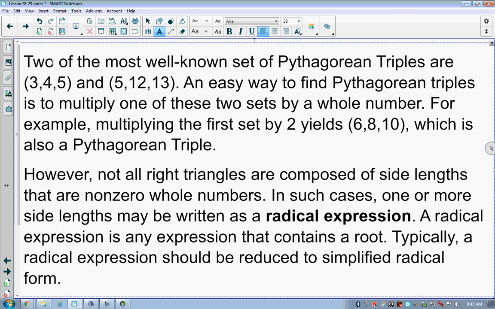5 squared is 25. 12 squared is 144. You add those up, you get 169. The square root of 169 is 13. So a 5, 12, 13 works as a Pythagorean triple.